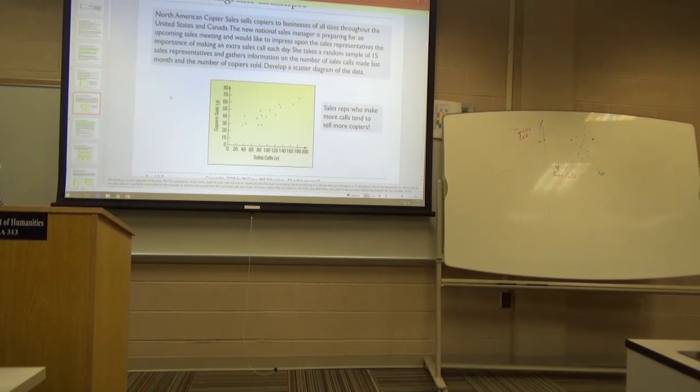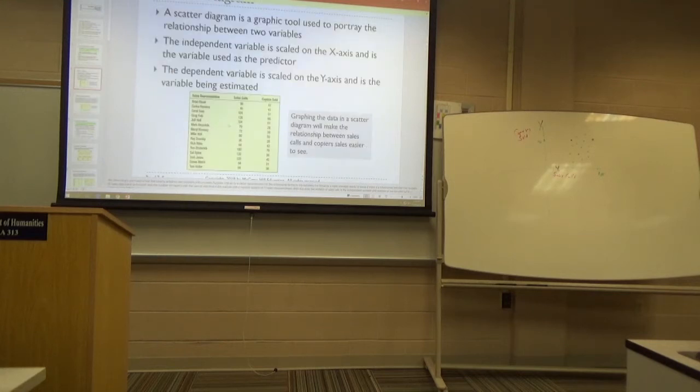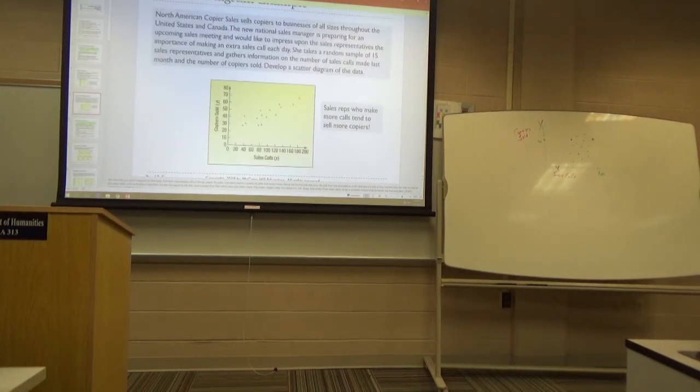North American Copier sells copiers to businesses of all sizes through the U.S. and Canada. The National Sales Manager is preparing for an upcoming sales meeting and would like to impress upon the sales reps the importance of making an extra sales call every day. She takes a random sample of 15 sales reps, and that's the data we just saw, right? And gathers information on the number of sales calls made last month and the number of copiers sold. Develop a scatter diagram of the data. So this is what it would look like. What we just built there, this is what it actually looks like. So where is, what's his name?